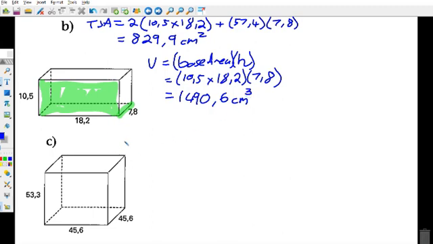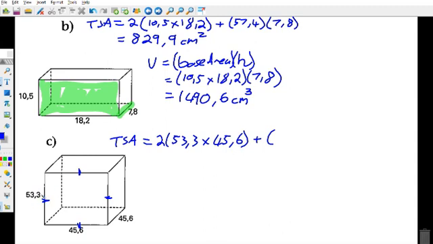Okay, looking at the next one, same rinse and repeat formula. So we can say total surface area is equal to 2 times my base shape. So we're going to take the front there. We're going to say 53.3 multiplied by 45.6 plus my perimeter. And we're going to get the perimeter of that shape. So we're going to find that side plus this side plus this side plus this side.